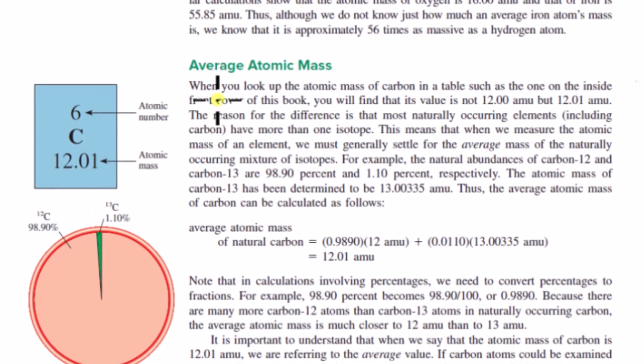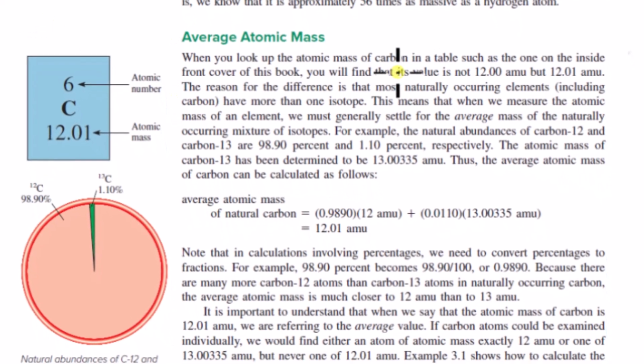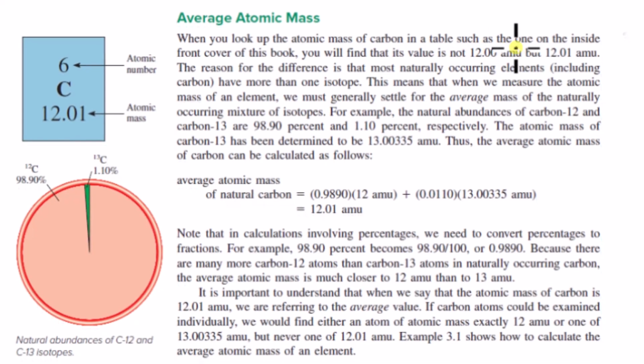Okay, so when you look up the atomic mass of carbon in a table, such as the one on the inside front cover of this book, you will find that its value is not 12 AMU, but 12.01 AMU. The reason for the difference is that most naturally occurring elements, including carbon, have more than one isotope. This means that when we measure the atomic mass of an element, we must generally settle for the average mass of the naturally occurring mixture of isotopes.